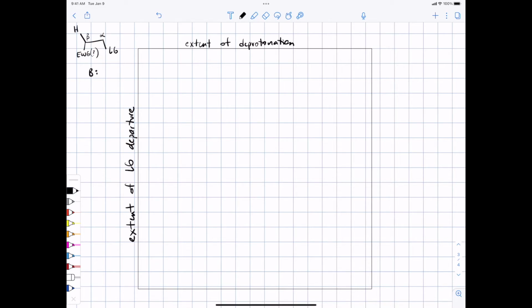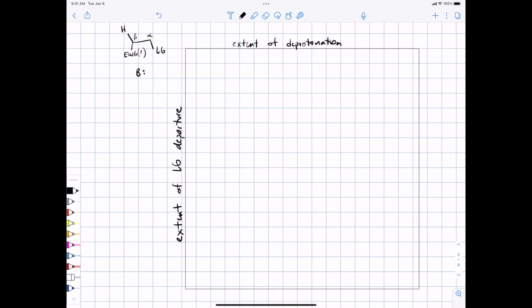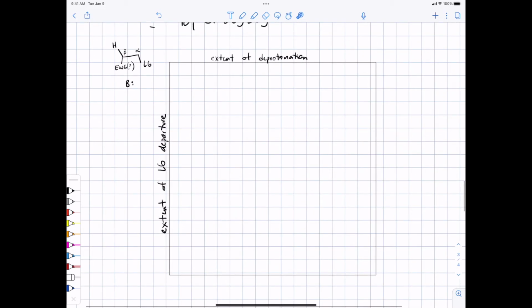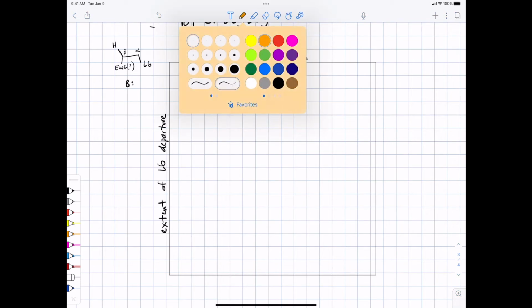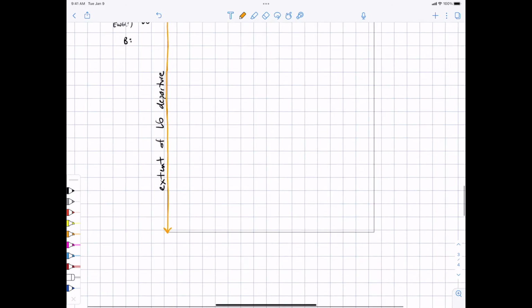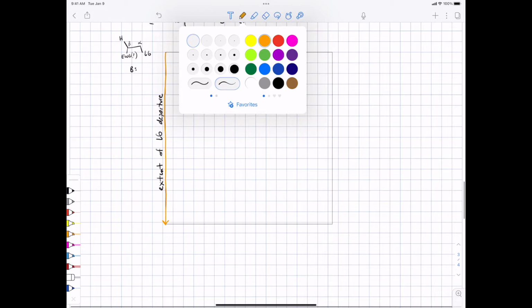iPads are annoying because if you want to write sideways... Extent of deprotonation on the x-axis, extent of leaving group departure on the y-axis. So let's follow through various mechanistic pathways. I'm going to use orange here because we used orange before for this same pathway. Leaving group departs, that's basically the same first step as an SN1 reaction, right?